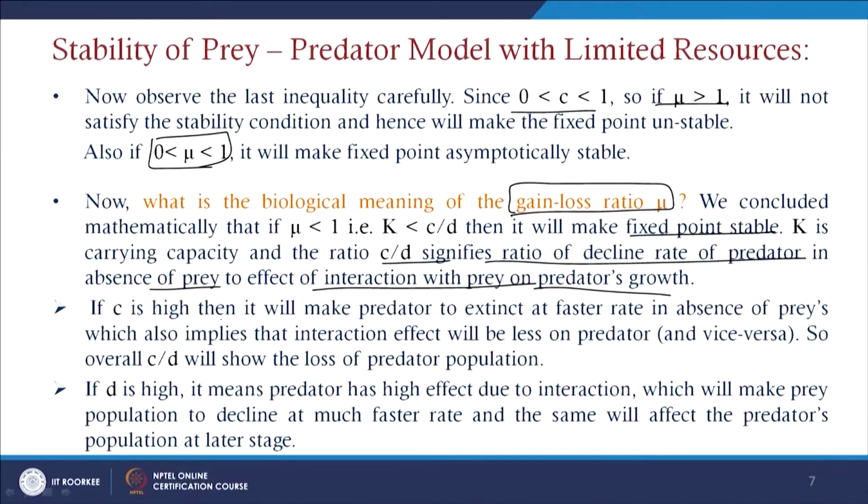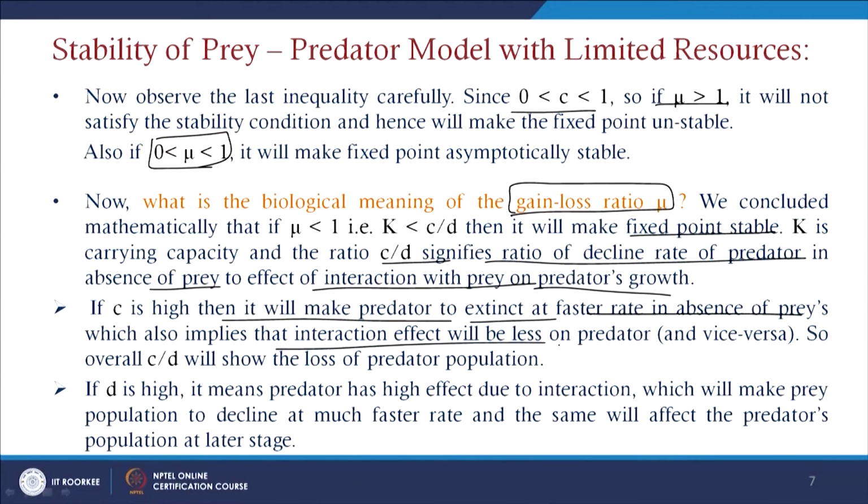So, if they heavily consume the prey population, the predator will increase, but the prey population will decline. If c is high, it will make the predator go extinct at a faster rate in absence of prey. This means that if no deer are present, then tigers will die out exponentially, which also implies that the interaction effect will be less on the predator and vice versa. So, overall c by d is affecting this factor here.